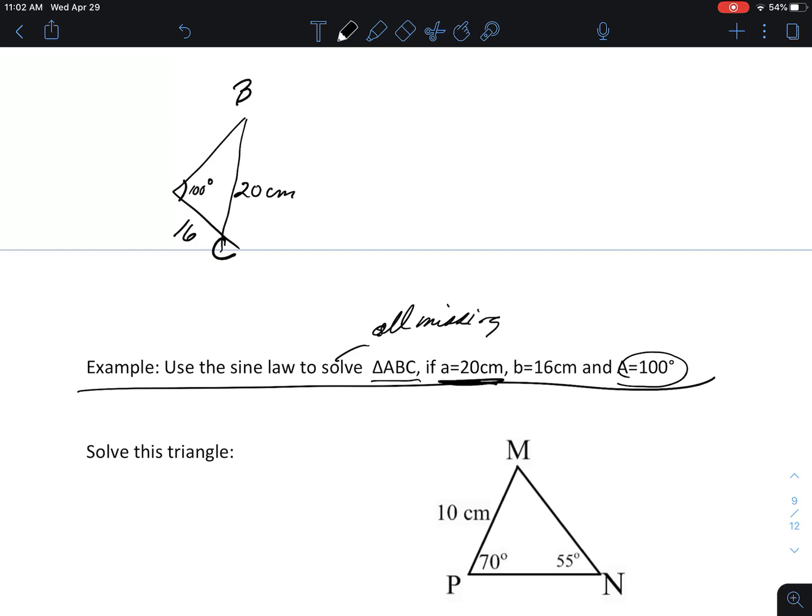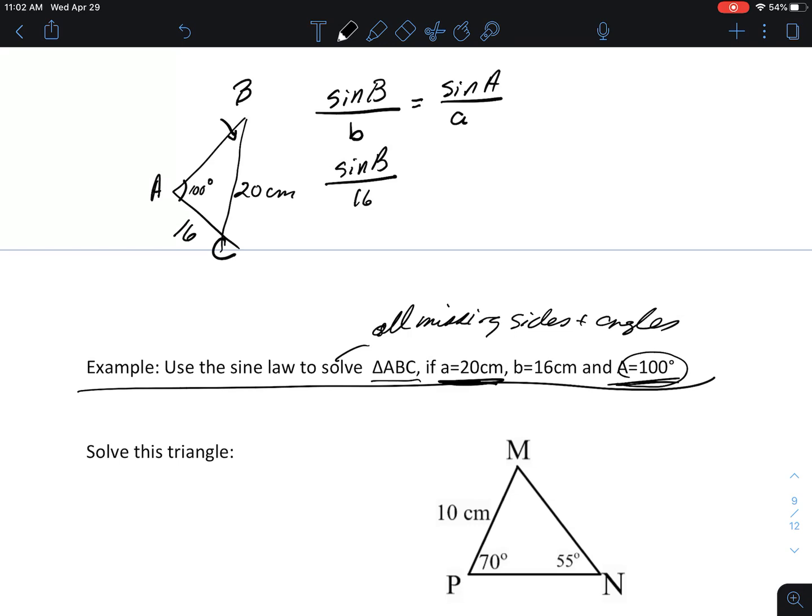And I'm going to solve the triangle. To solve the triangle means find all missing sides and angles. And you can see right away, if I have an angle that's 100 degrees, this is not a right triangle. I'm not going to be using standard sine, cos, tan on my calculator like I did in 10th grade. This is going to be a bit different. So what I might start by doing is find out what's angle B. So the sine of angle B over the length of B is going to be equal to the sine of A over A.